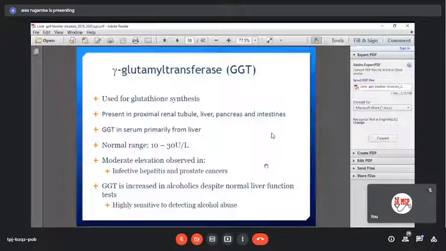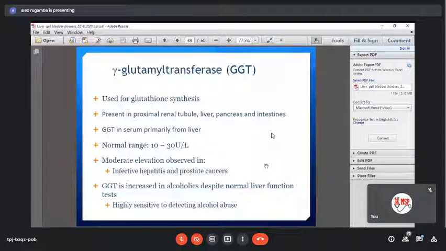It is present in the proximal renal tubule, the liver, the pancreas, and the intestine. The serum level comes from the liver. If it is high, you may suggest that it is due to a liver problem. The normal range is between 10 and 30. With moderate elevation, you may think of infection, viral infection, or cancer.